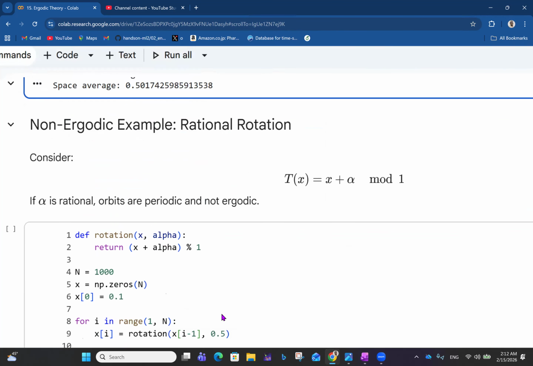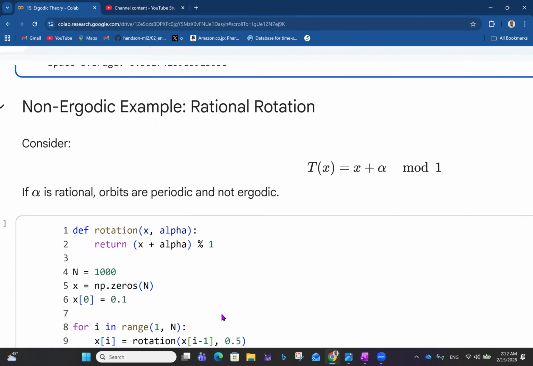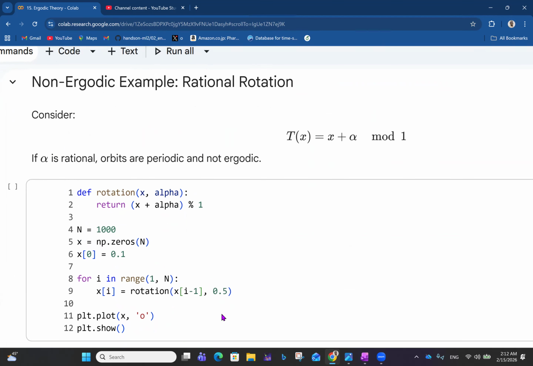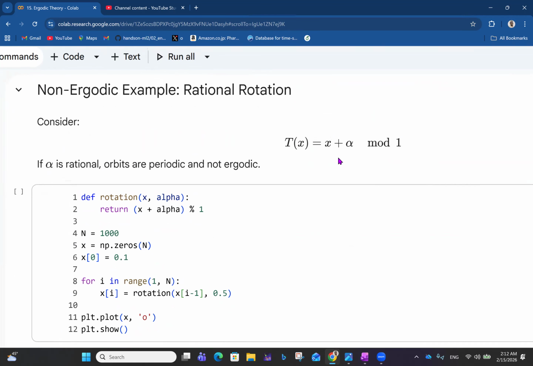Now we have a non-ergodic example, like when we have an irrational rotation. If you consider T of x equals x plus alpha mod 1, if alpha is rational, orbits are periodic and not ergodic. So in this case, imagine this. We define a function called rotation, which takes parameters x and alpha and returns x plus alpha mod 1. So whatever this gives us mod 1, so we divide by 1, whatever is left.